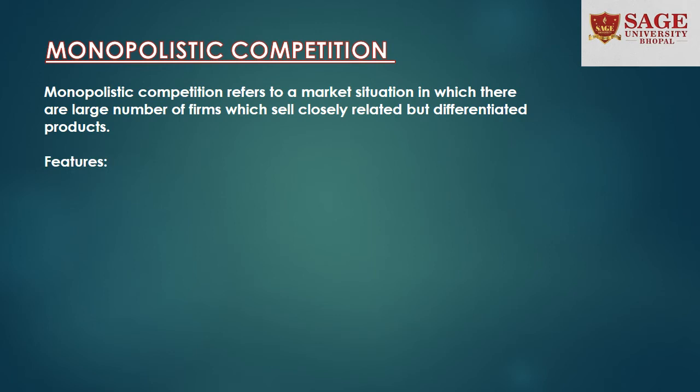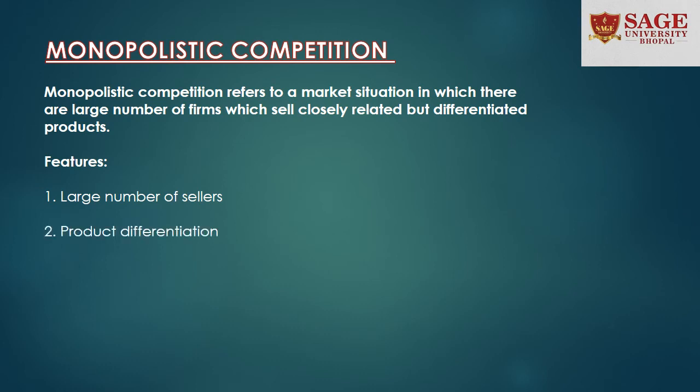The features of monopolistic competition are, first, large number of sellers. There are a large number of firms selling closely related but not homogeneous products. Each firm acts independently and has a limited share of the market. So, an individual firm has limited control over the market price. Large number of firms leads to competition in the market.